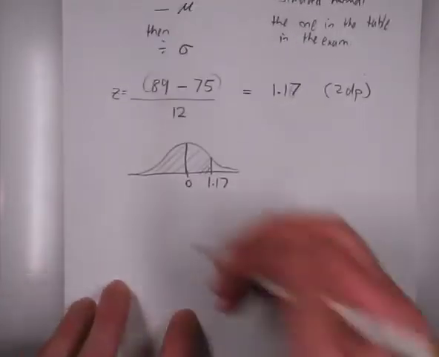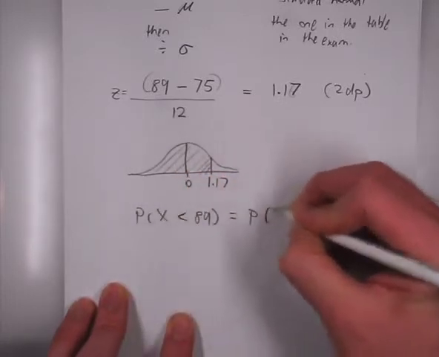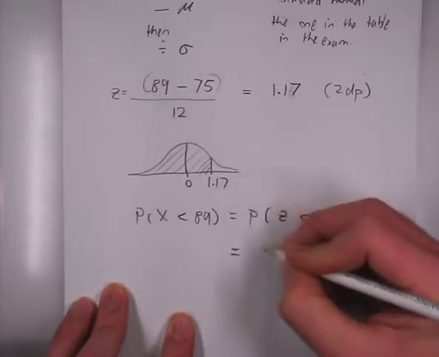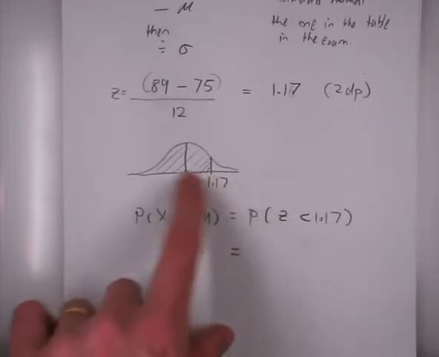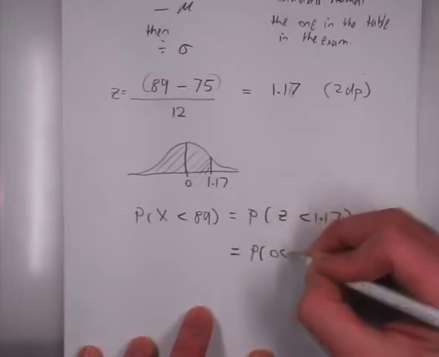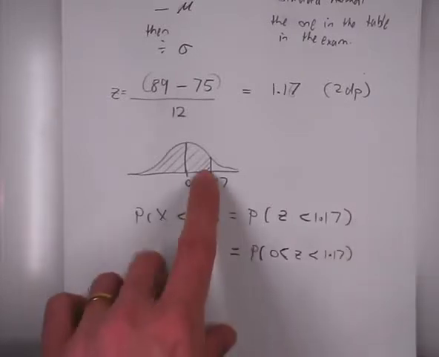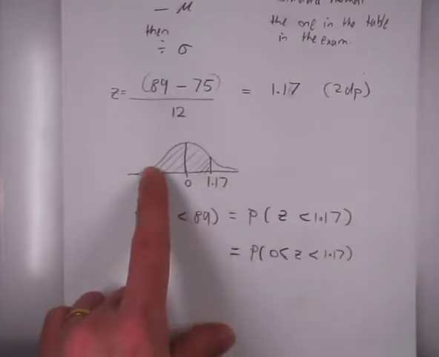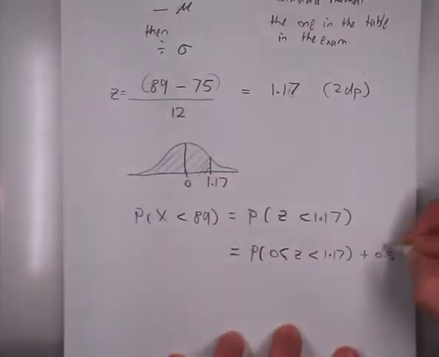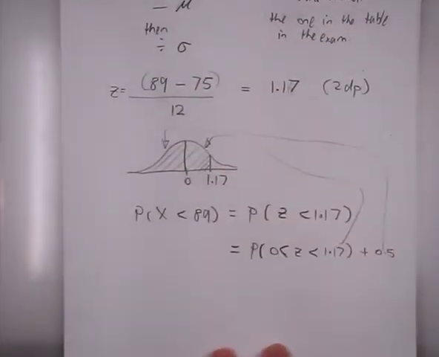So let's see. The probability that x was less than 89 was the same as the probability that z was less than 1.17. And we need the probability that z is between 0 and 1.17 because that's what my table gives. This is how to write between in math speak. So that's this bit here. And then this bit here is a half because there's half on this side and half on this side. So that is there and that is there, just so that you know.